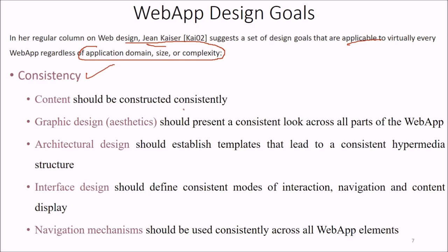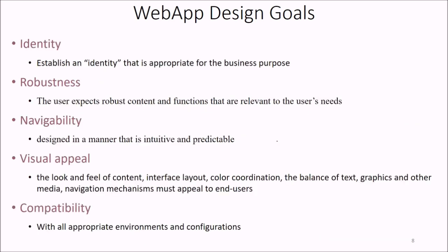Consistency. Content should be structured consistently, always. The aesthetics or graphic design should present a consistent look across all the parts of the web app. And the architectural design should establish the templates that lead to a consistent hypermedia structure. The interface design should define consistent modes of interaction, navigation and content display. The navigation mechanism again should be used consistently across all the web app elements.